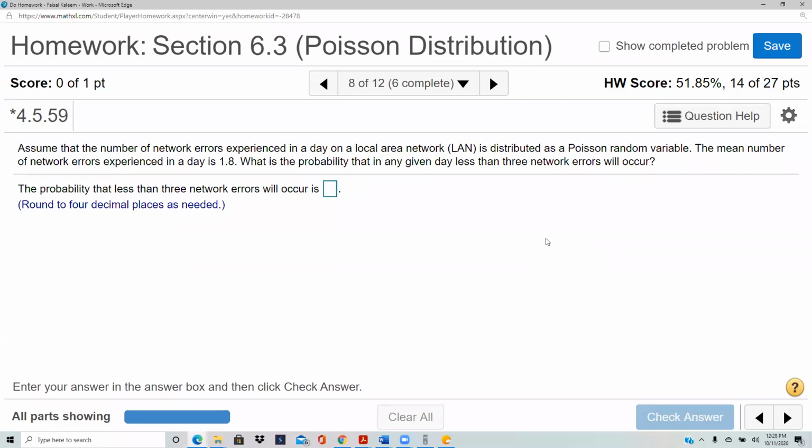Assume that the number of network errors in a day is distributed as Poisson. The mean number of network errors experienced in a day is 1.8. What's the probability that in any given day, so again, the mean is over a day, and the question is also asked over a day, in any given day, less than 3 errors. So mean is 1.8 and x is less than 3.